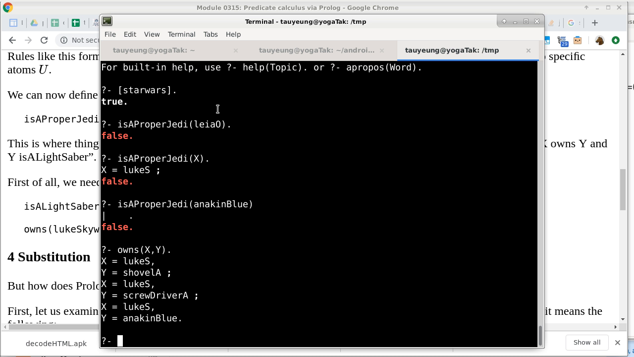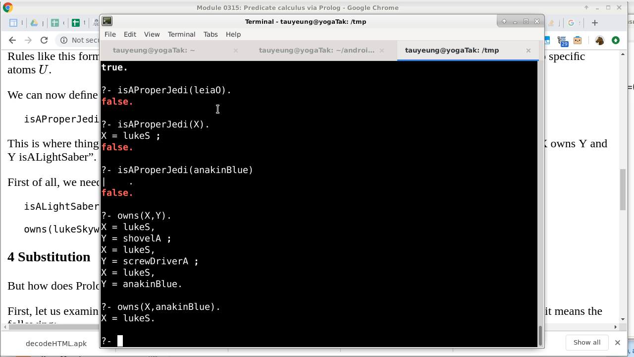You can also ask who owns a specific item. So you can say owns, and this time we do not say who, and then we just say who owns Anakin Blue. And then it will reply and say, Luke does. So it's kind of cool, right? You can ask questions and change the variables within a predicate and say, okay, these are the constraints. Who would meet these constraints? And tell me. And it will go explore and do all the reasoning, quote unquote reasoning, for you.